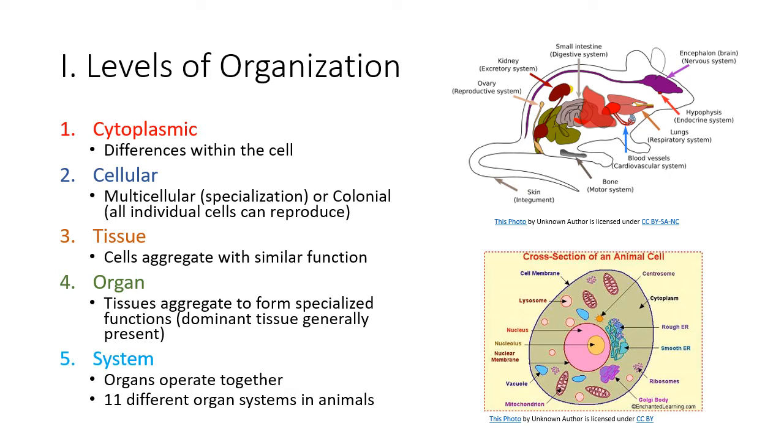Like I said, the circulatory system is made of blood vessels, the heart, blood, tissues, organs, cells, all of these things working together. There are 11 different organ systems in animals, including the nervous system, digestive system, immune system, etc.